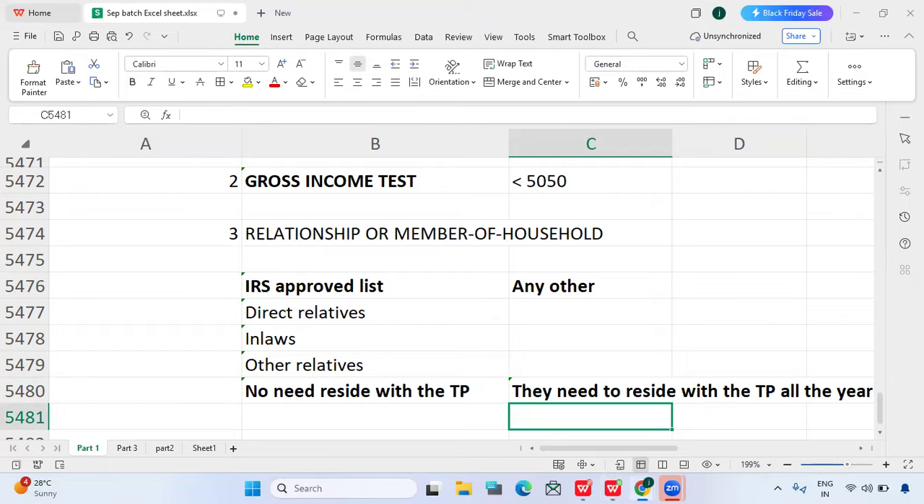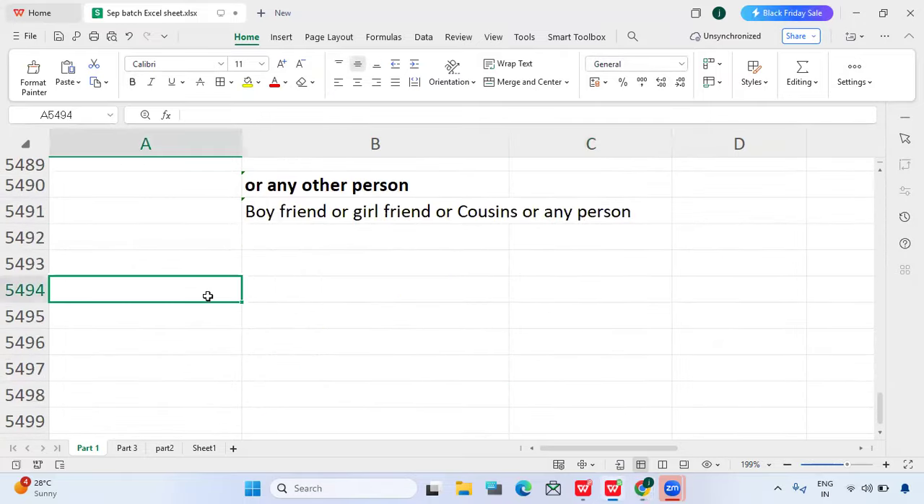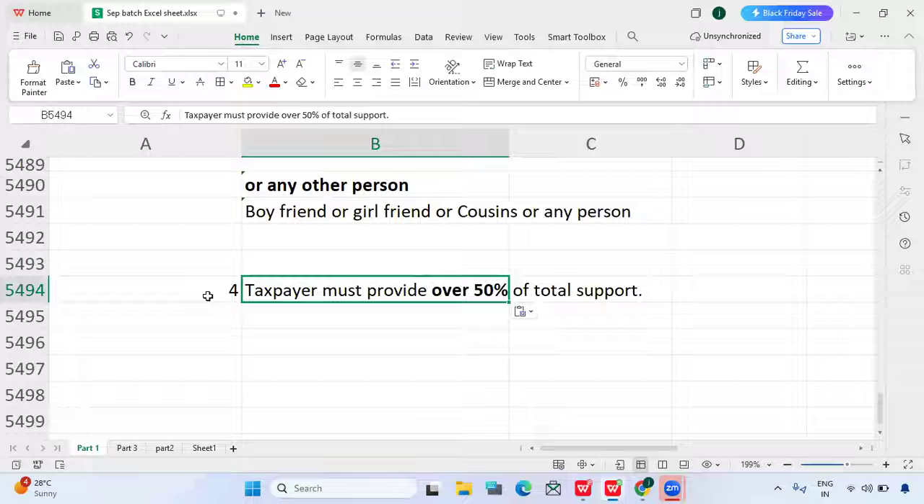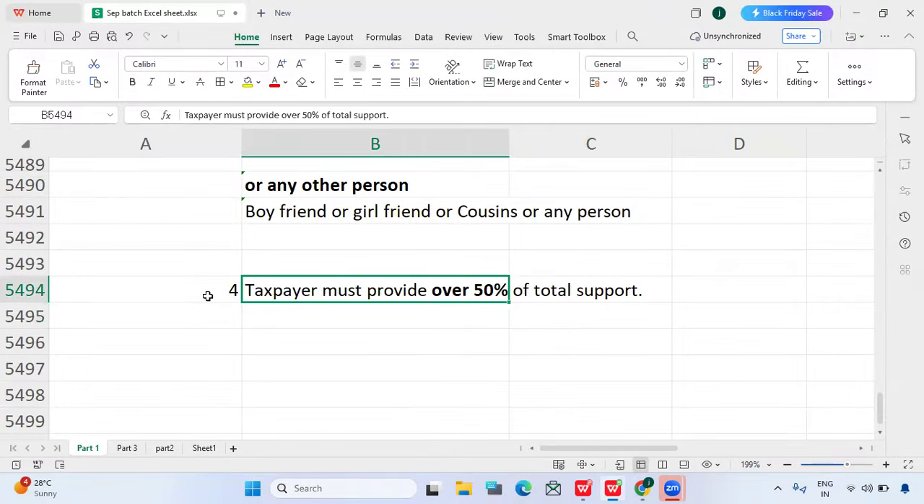And also the support test. For qualifying children and qualifying relatives, this is another difference. The taxpayer should provide more than 50% of total support. In the previous one, the child himself should not provide. But here, to consider a person as a qualifying relative, the taxpayer must provide over 50% of the total support. Then only we will consider the person as a relative. This is clear.